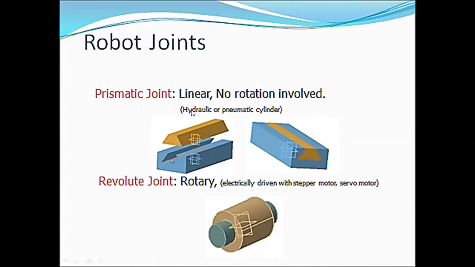So in the case of hydraulic and pneumatic cylinders, we have to control the movement of the piston inside the cylinder because it's a prismatic joint.